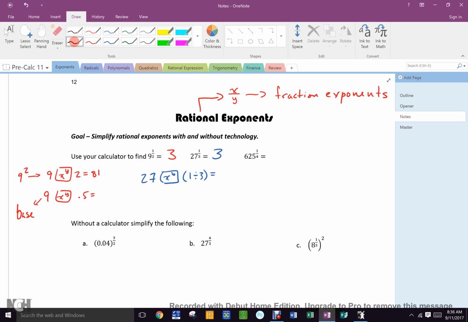What is it? 5. Absolutely right. Now, that should tell you something. 9 to the 1/2 is 3, right? Okay. What else do we know about a relationship between 9, 3, and an exponent with a 2 in it? Right. 3 squared equals 9.